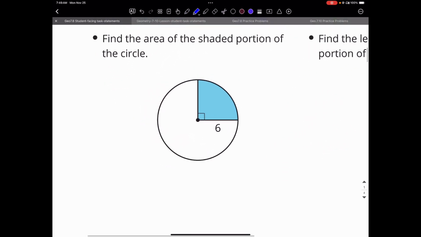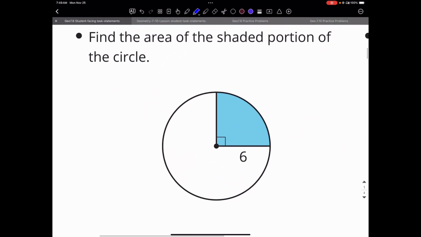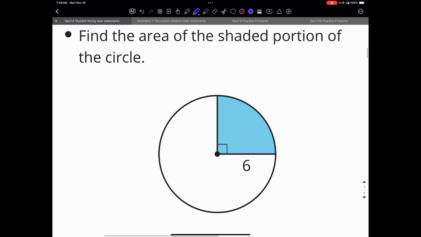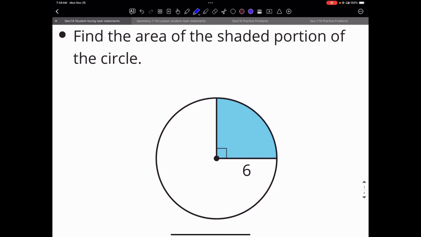Let's look at the next one. So for this one, if you notice, there's no length given. It appears to be about a fourth, but you can see this one important key illustration here. That means it's a 90-degree angle, right? So my arc length would also be 90 degrees, but I'm not going to find that just yet, because right now we're trying to find the shaded portion of the circle, so that sector.